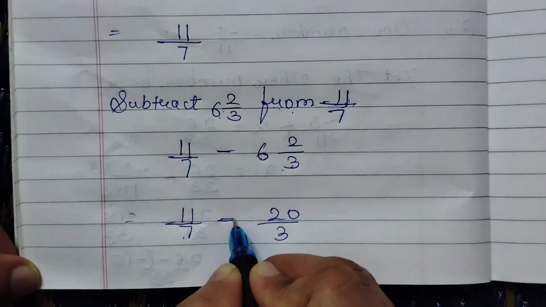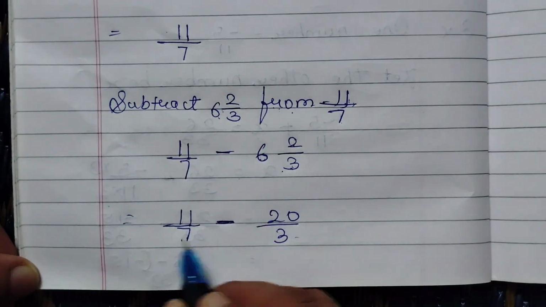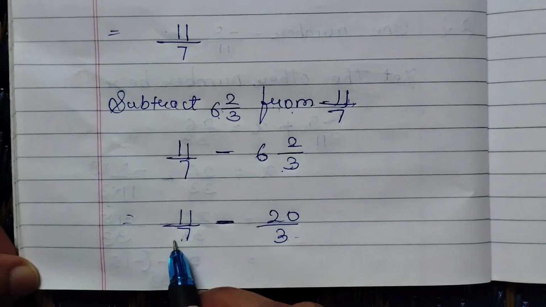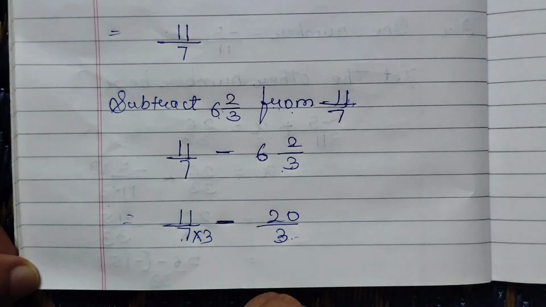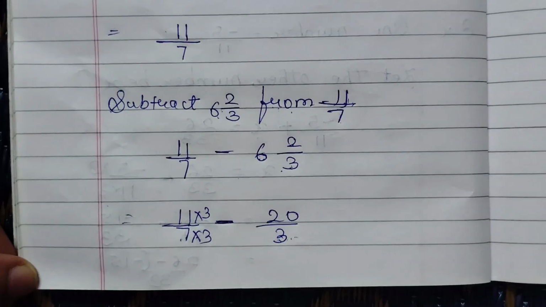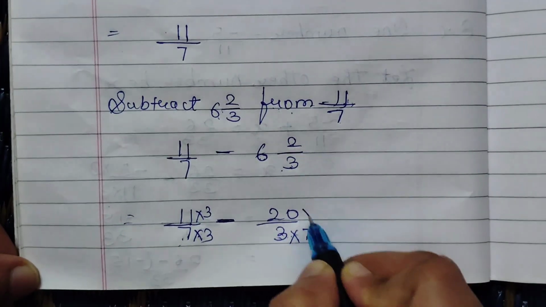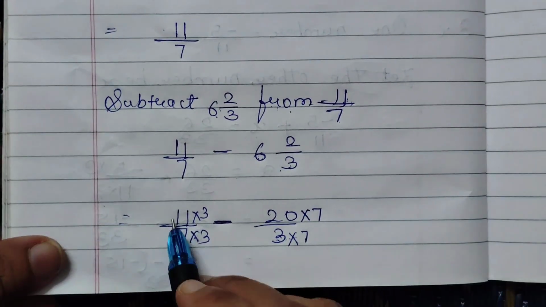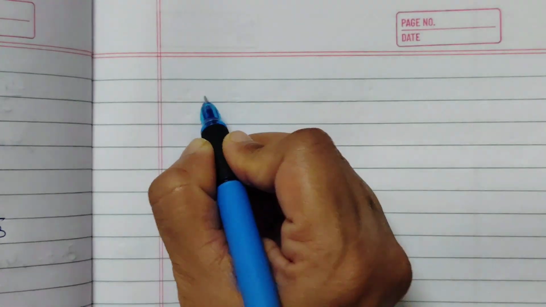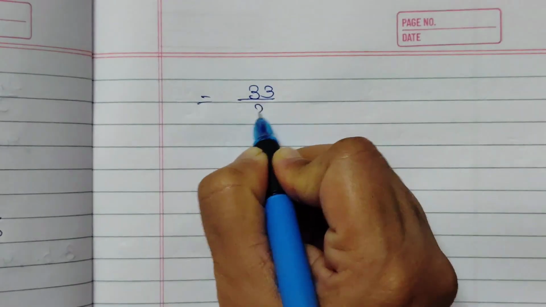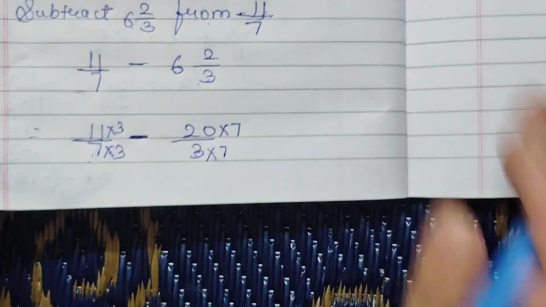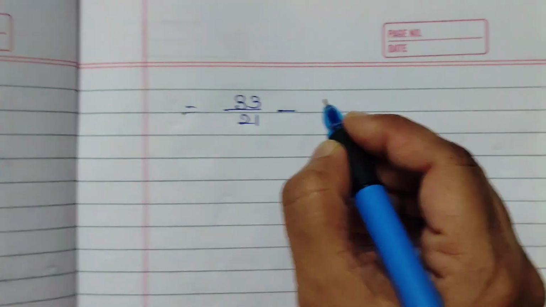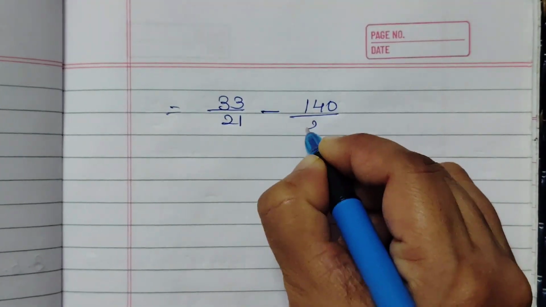Right, now we have to subtract these two numbers. For subtraction we require same denominators. Both are prime numbers, not doesn't go in each table. So I will multiply 3 here, so up also I have to multiply. I will multiply 7 here, so up also I have to multiply. So 11 3s are 33 and 7 3s are 21. So 33 upon 21, then minus 20 into 7 is 140 and 3 sevens are 21. So 140 upon 21.